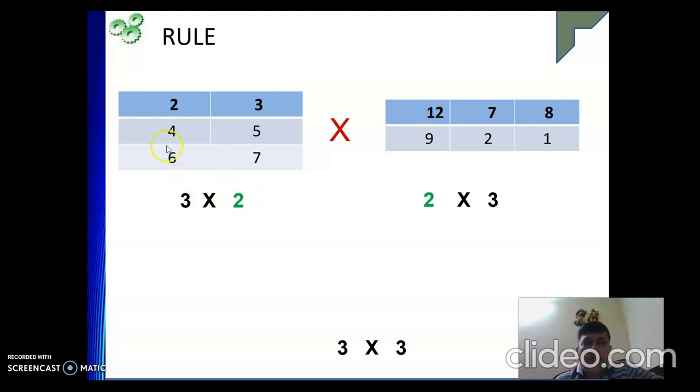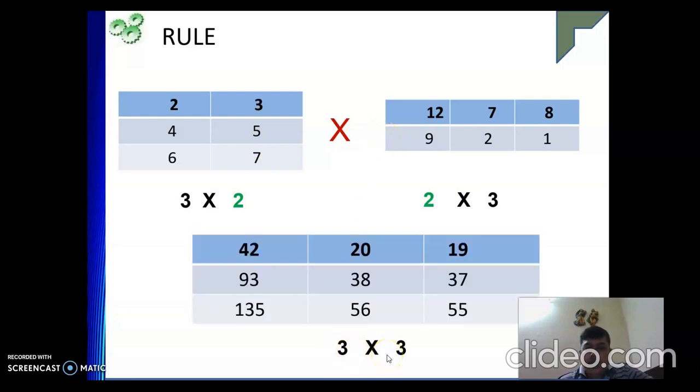Let us take the same example. We have three rows and two columns, with the elements 2, 3, 4, 5, and 6, 7 in matrix A, and we have 12, 9, 7, 2, 8, 1 in matrix B, which is of course 2 cross 3. Whenever you multiply, the number of columns in matrix A is equal to the number of rows in matrix B, so 2 is 2. Now when you multiply, the matrix that will be generated is 3 cross 3. So that is what we will have, a 3 cross 3 matrix, right?